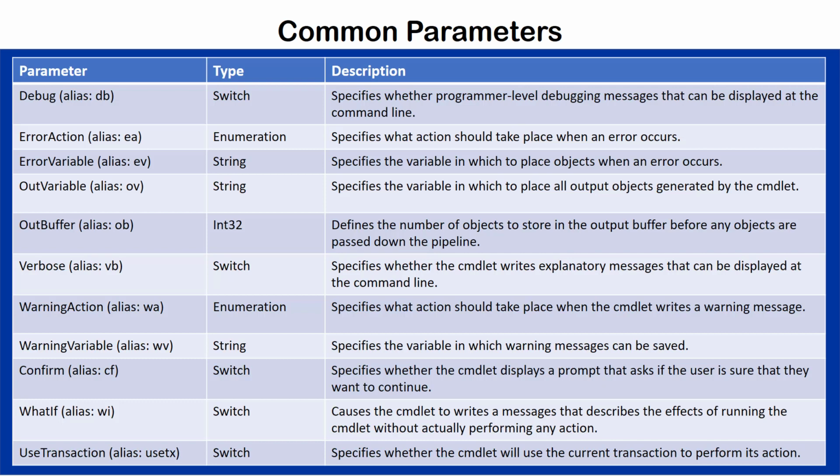Now this slide shows all the common parameters that are available. There's a lot of them. All different kinds of parameters in here, and we saw some of them. The ones I think are the most useful, the ones I tend to use, we've discussed now. The only other one that might be interesting is the use transaction parameter at the bottom.